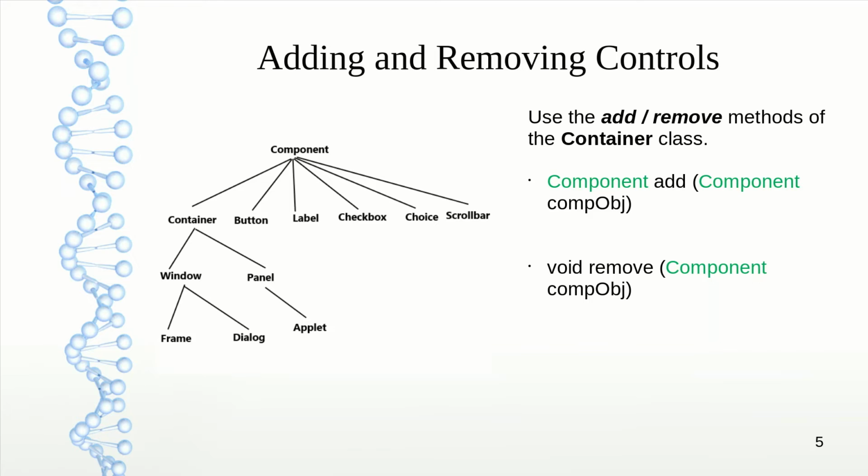The main components other than this frame and applet window are button, label, checkbox, choice box, scroll bar, etc. Similarly, the container class has a method remove, which is used for removing a component from the GUI. We will see the examples of these add and remove methods shortly.